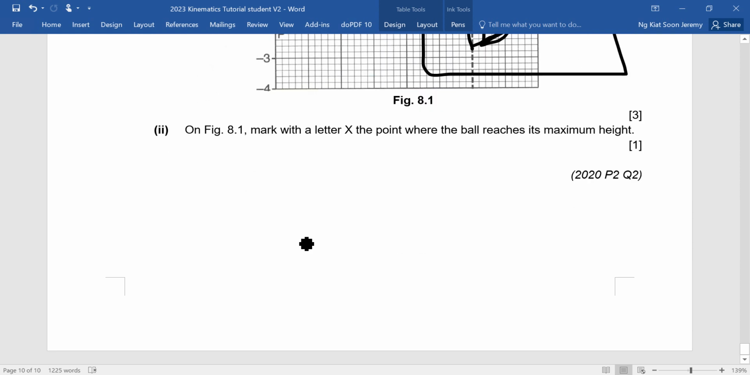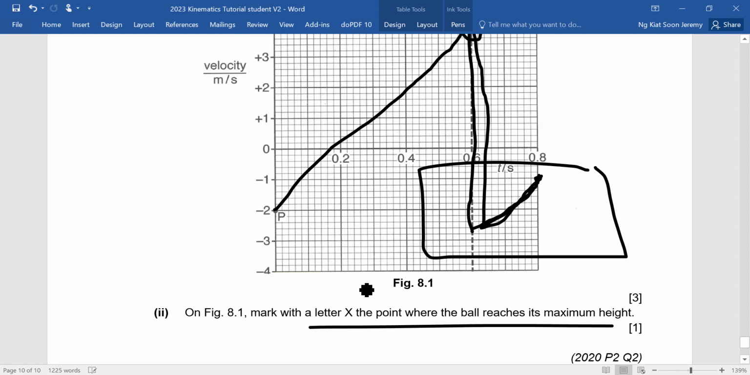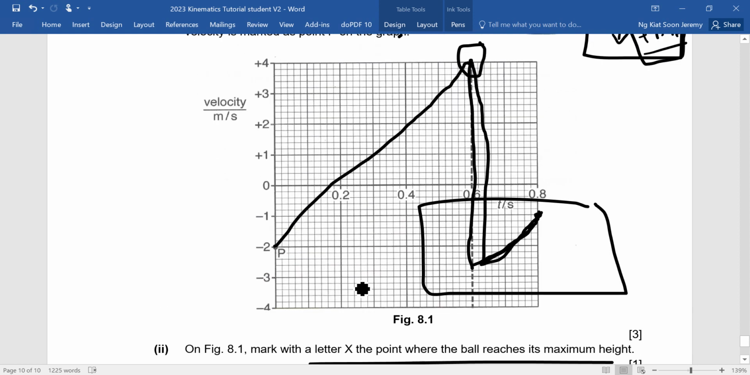Okay, mark the letter X, the point at which the ball reaches the maximum height. We already know, we discussed maximum height a lot already. Maximum height is where the velocity is 0. Where is the velocity 0? Here. Okay, so this is where X is.